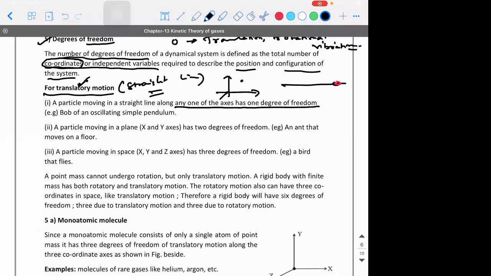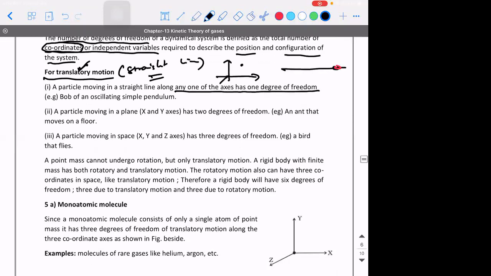Are you able to understand? Similarly, if there is a particle that is moving in the xy plane, then it has 2 degrees of freedom because you need 2 coordinates to describe the position of the particle. Suppose the same particle is moving in 3-dimensional space, then it has 3 degrees of freedom. Clear, guys? So now the question comes.